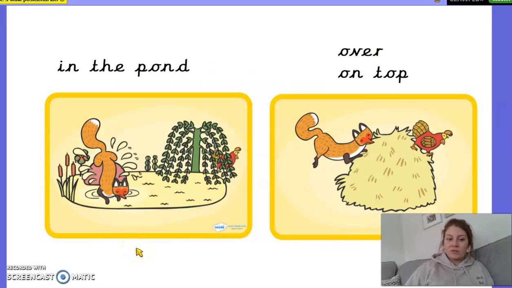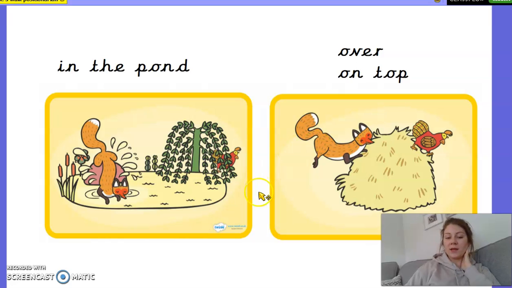And then a couple more pictures. So when they were walking around the pond, the fox jumped in or fell in the pond, and Rosie in this picture is still walking around the pond, but she's also behind, isn't she? She's behind the bush. And then finally, let's have a look at this last one here. So we've got the fox and Rosie the hen, and they're jumping over the haystack. And the fox is almost on top, okay?